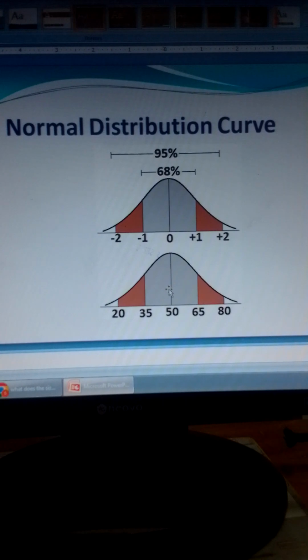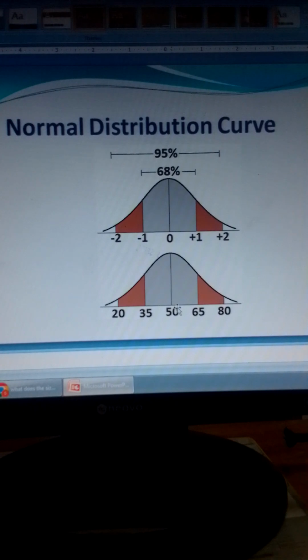Let's apply this information to a situation in which the expected average is 50 out of 100 and the standard deviation is 15. So we find that 68% of the candidates would score between 35 and 65% if the average was 50 and standard deviation was 15.